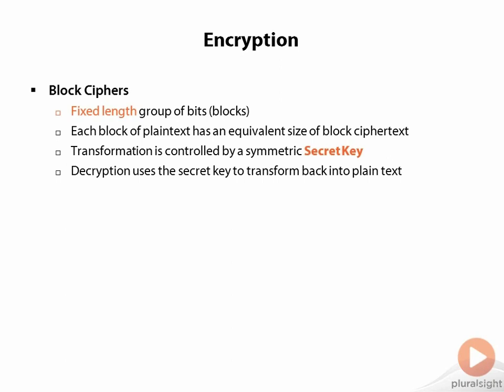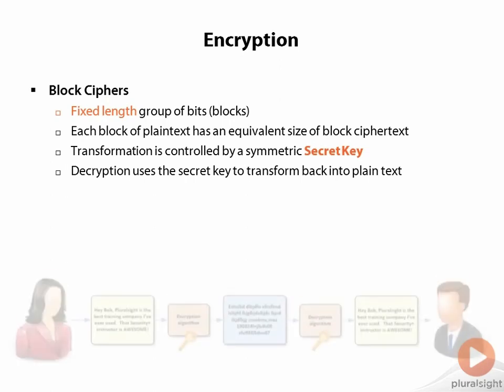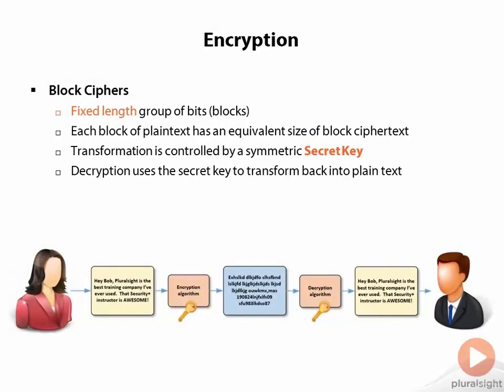But block ciphers is a fixed length group of bits, or blocks. Each block of plain text has an equivalent size of block of ciphertext. All right, so let me give you the example here. Here we have the old Bob and Alice. They've been around for a long time. They're good friends. They've been around since the dawn of IT, it seems like.